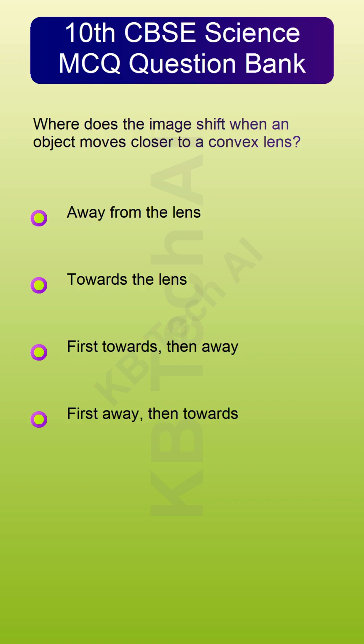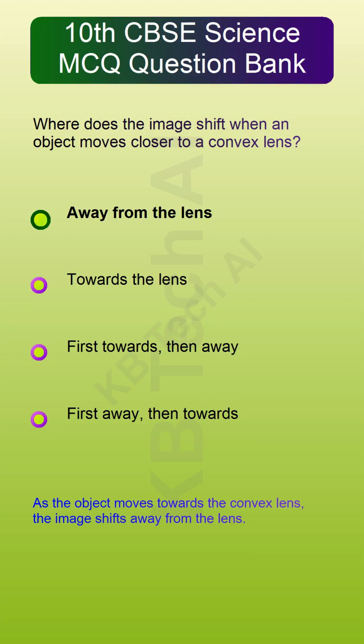Where does the image shift when an object moves closer to a convex lens? Option 1, away from the lens. Option 2, towards the lens. Option 3, first towards, then away. Option 4, first away, then towards. The answer is option 1, away from the lens.